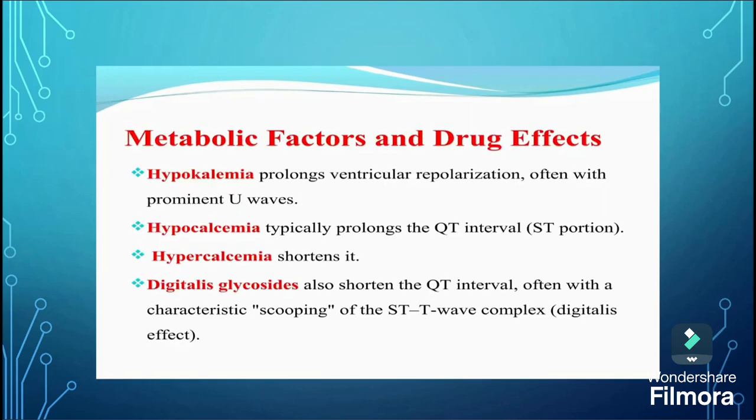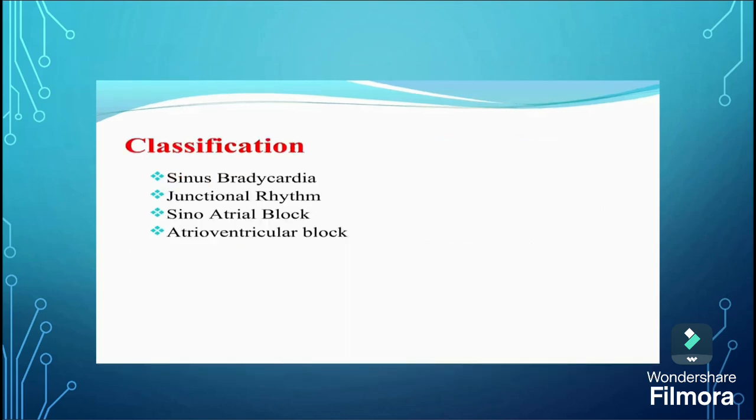Hypokalemia prolongs ventricular repolarization, often with a prominent U wave. Hypocalcemia typically prolongs the QT interval. Hypercalcemia shortens the QT interval. Digitalis effect: we have seen a short QT interval, often with a characteristic scooping of the ST-T wave complex, which is called the digitalis effect.